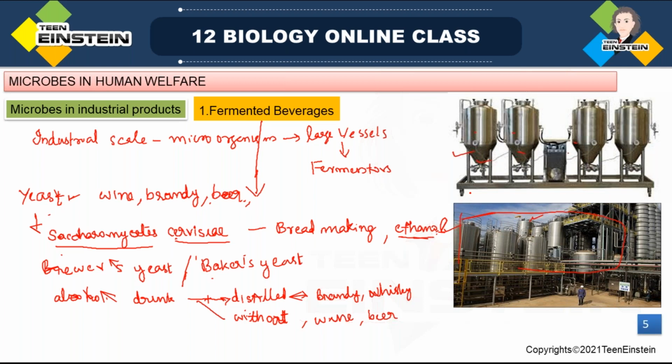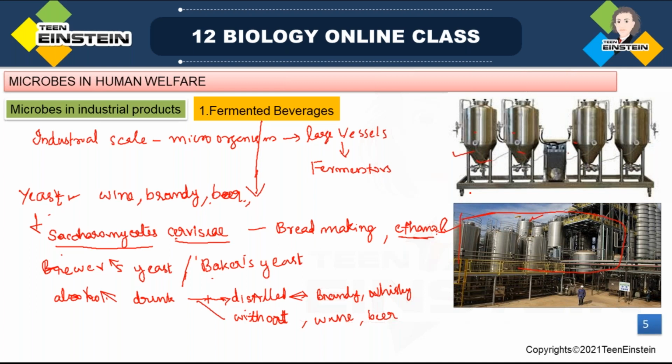The yeast, Saccharomyces cerevisiae, is also called brewer's yeast and is used in the production of ethanol. It is used in the brewery, so it is called brewer's yeast. The fruit juices or the malted cereals are all fermented with the help of Saccharomyces cerevisiae. Then that same yeast is used in bread making also.